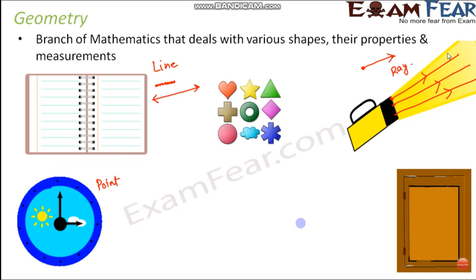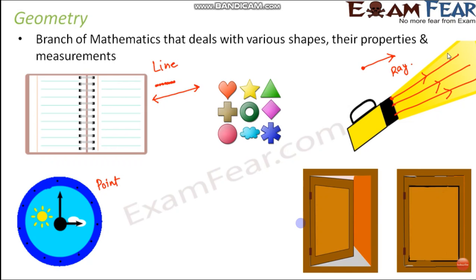Similarly, we talk about angles. Angles are basic figures, and what are these? They basically tell us the orientation of one line with another. Think of a closed door. What happens when you open the door? You see what's happening here.